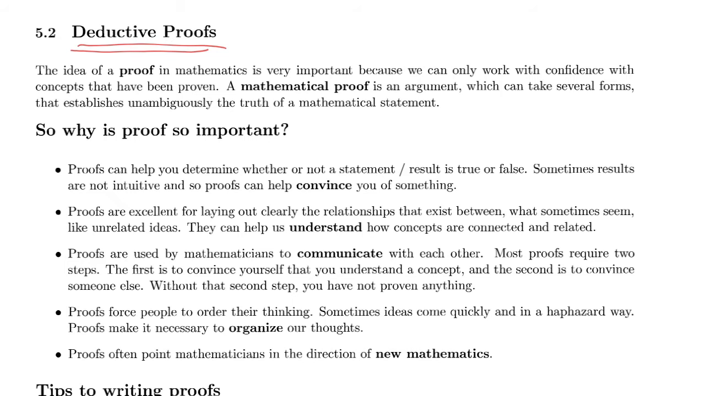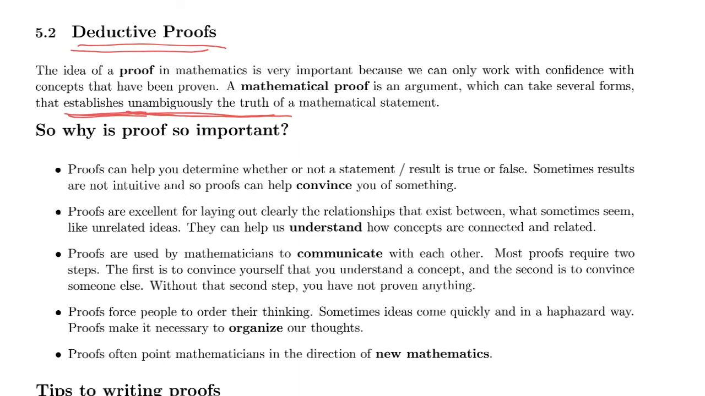So, like it says up here, the idea of a proof in mathematics is really important because you can only work with confidence with concepts that have been proven. And a mathematical proof is an argument, and it can take on several forms. These things can have all sorts of different ways of structuring them and arriving at the conclusion. But the whole idea is that in every case, it unambiguously establishes the truth of a mathematical statement. Okay. So now, why is this so important?